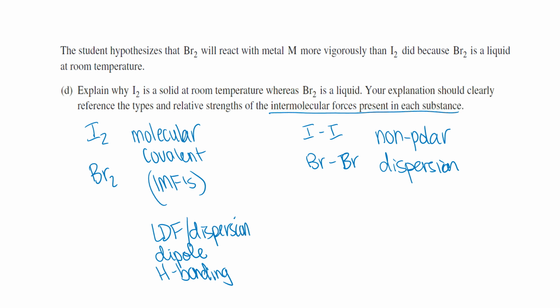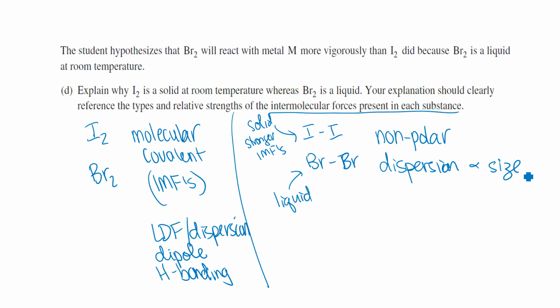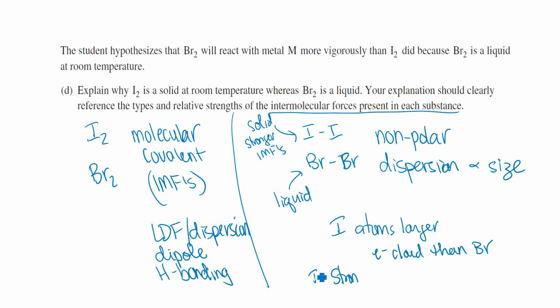So if they have the same IMF, how come iodine is a solid and bromine is a liquid? If iodine is a solid and bromine is a liquid, that indicates that iodine has stronger IMFs than bromine does. So an explanation for why that is would have to do with the size of the electron cloud. So we know dispersion forces vary with size. So your iodine atoms have a larger electron cloud than your bromine. So your I2 is going to have stronger dispersion forces than your bromine will.